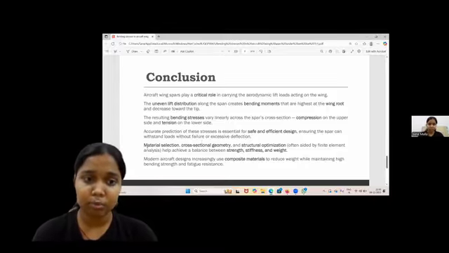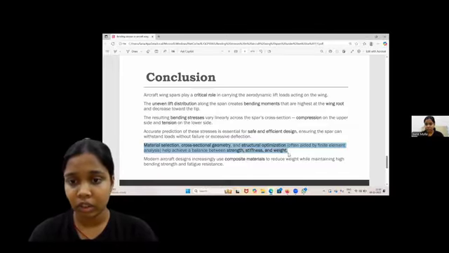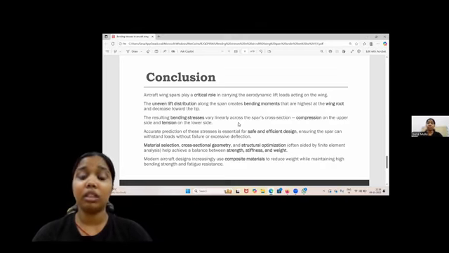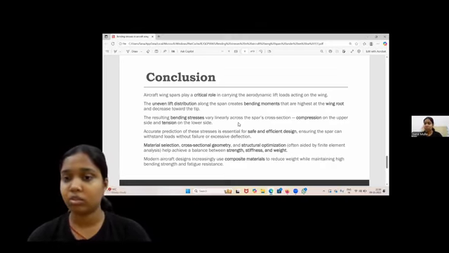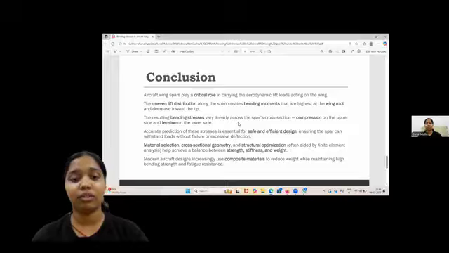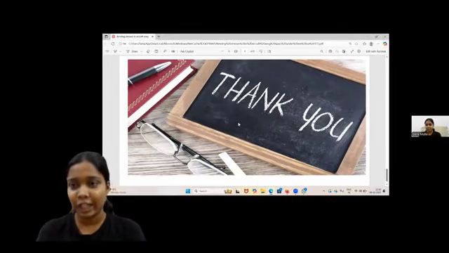This plays a major role in aircraft structure. Modern aircraft design increasingly uses composite materials so they can reduce weight while maintaining high bending stress and fatigue resistance. This is all. Thank you.